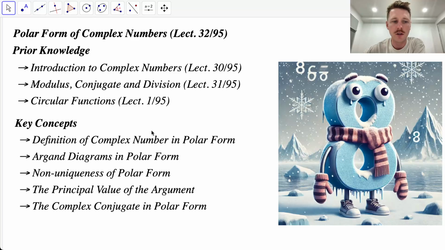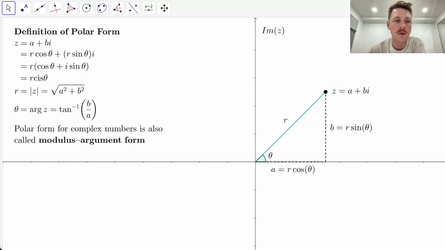What we're going to cover in this video is the definition of complex numbers in polar form, Argand diagrams in polar form, what's called the non-uniqueness of polar form, the principal value of the argument, and the complex conjugate in polar form. So you're probably wondering, what on earth is polar form? It's just another way we can represent complex numbers, and it's useful because it sometimes simplifies problems that we're doing. So let's jump ahead and look at the definition of the complex number in polar form.